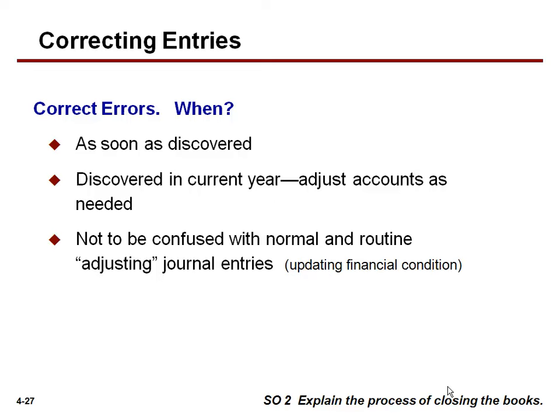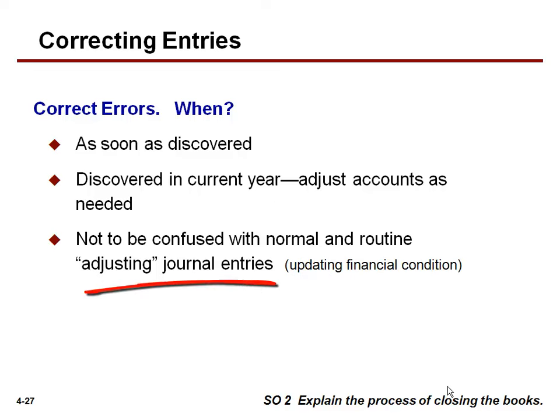I'd like to make a brief comment on correcting entries. If errors are discovered throughout the year, they are corrected as soon as they are discovered. That is, we simply change or adjust the accounts that are needed to correct any error. Perhaps we made an expense entry backwards or any other entry with incorrect amounts. As soon as they're discovered, they're corrected.